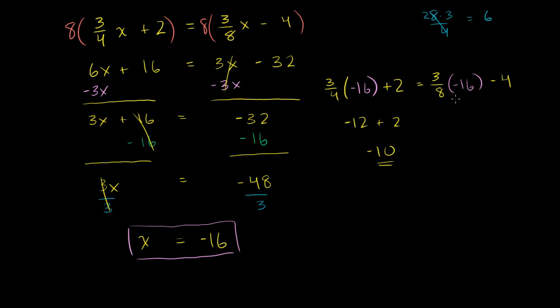Let's see what the right-hand side is. We have 3/8 times -16. If you divide -16 by 8, you get -2, times 3 is -6. So it's -6 minus 4. -6 minus 4 is -10. So when x is equal to -16, it does satisfy the original equation. Both sides of the equation become -10. And we are done.